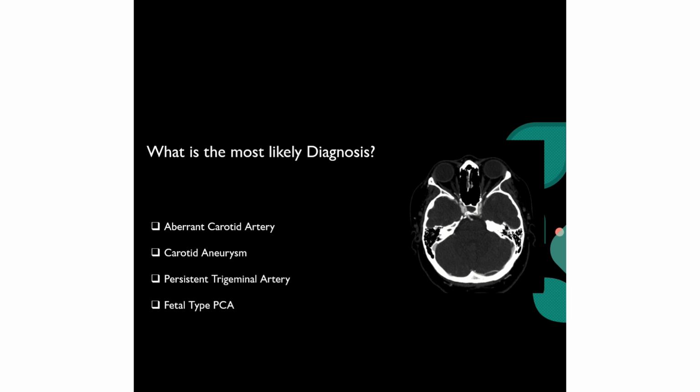And this is the first interesting case. I want you guys to look at this for some minutes and then we will go over the findings. So the question is, what is the most likely diagnosis? Is it aberrant carotid artery, carotid aneurysm, persistent trigeminal artery, or fetal type PCA?